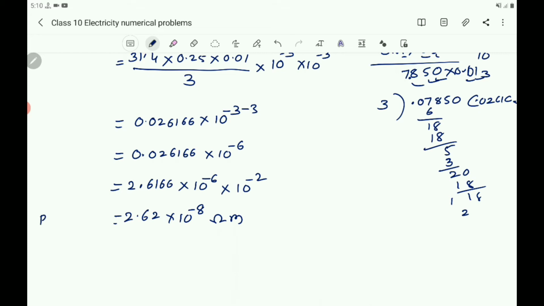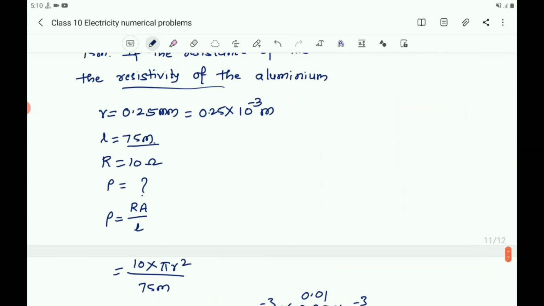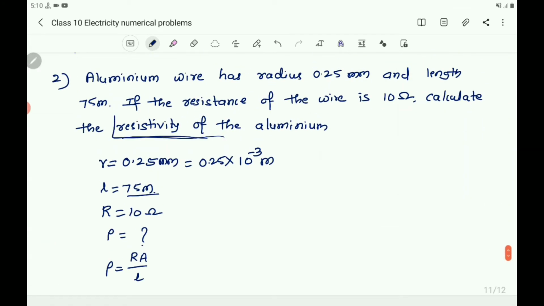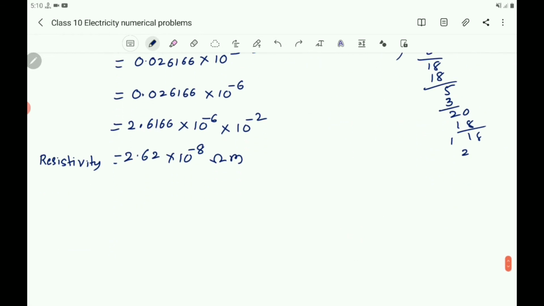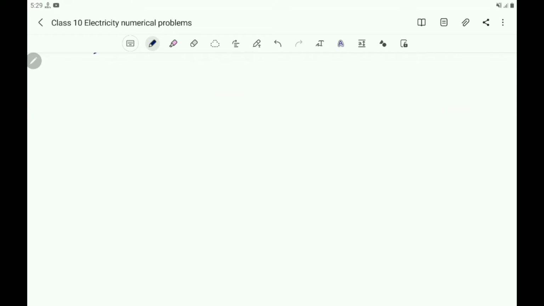Resistivity equals 2.62 into 10 power minus 8 ohm meter. Here we were asked to find the resistivity of the aluminium. We got the resistivity of the aluminium is 2.62 into 10 power minus 8 ohm meter. Now you take the third question.